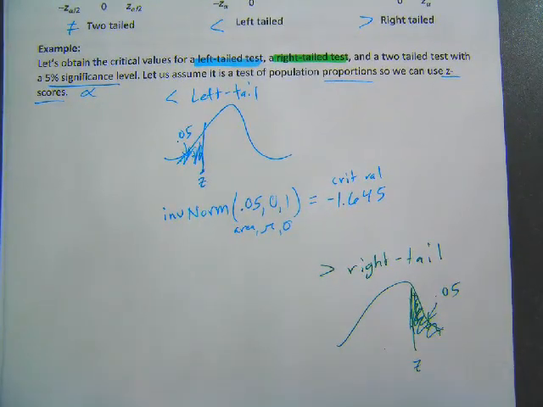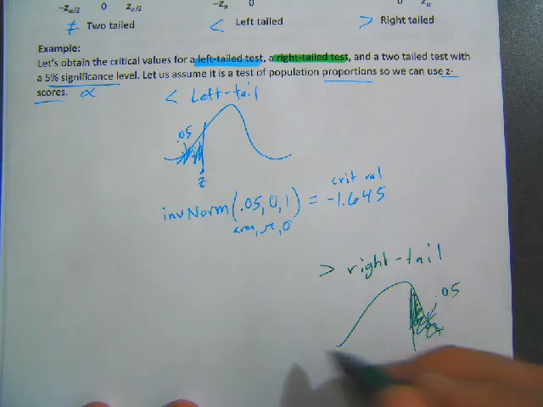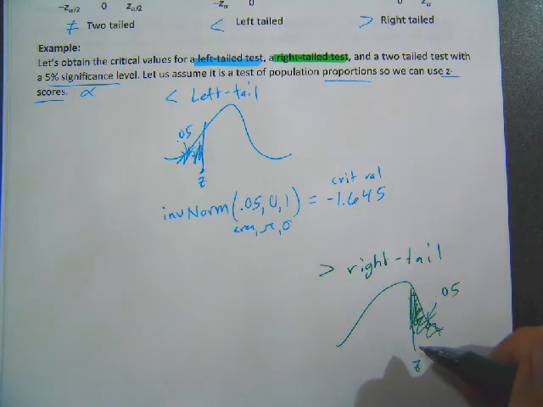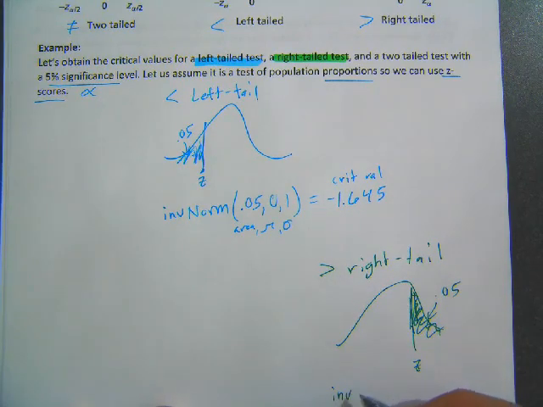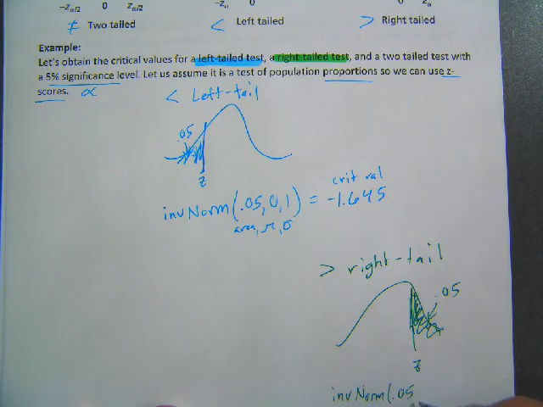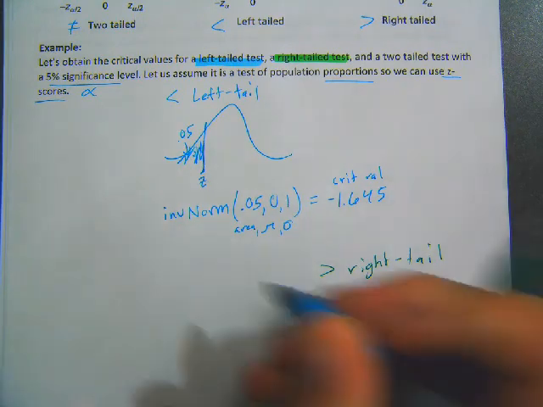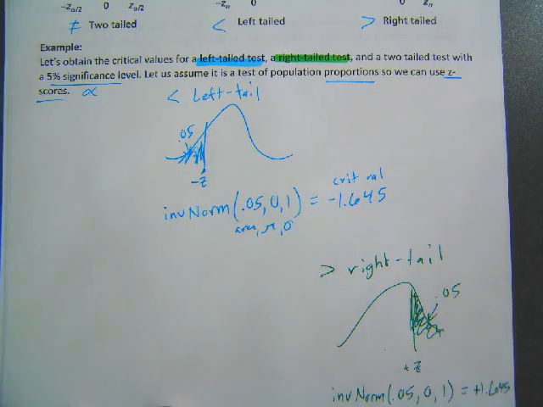To do that, I'm going to use the inverse norm again. But I want the z-score to be on the right side. I don't want a left side z-score. But thankfully, remember that this is a standard normal distribution, so we can just find the left value and turn it to a positive. So we can actually do inverse norm of 0.05 again, and 0 and 1, but then just make it positive. So I get the same value, negative 1.645. But since I want the positive score, I'm going to turn this one into a positive.